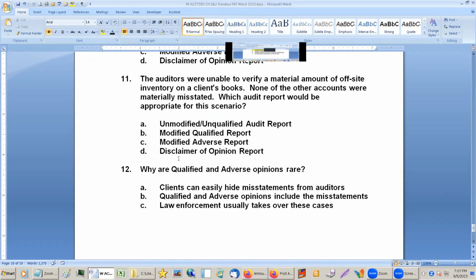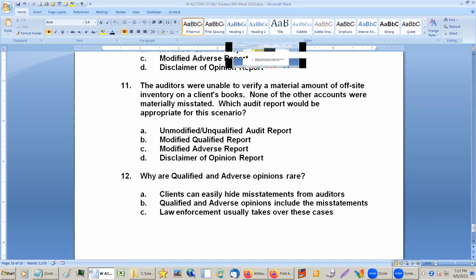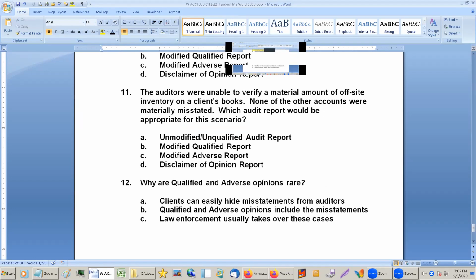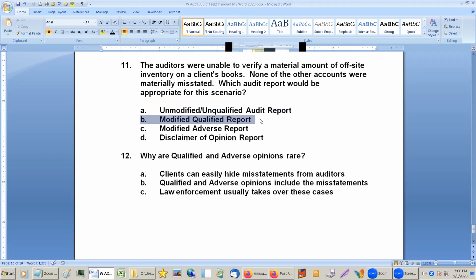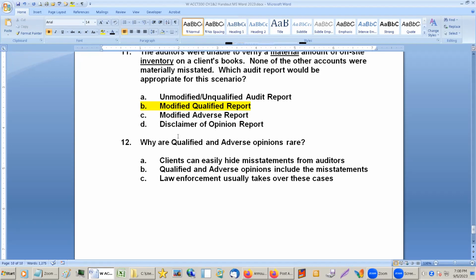The auditors were unable to verify a material amount of off-site inventory on a client's books. None of the other accounts were materially misstated. Which audit report would be appropriate to submit? Would that be a qualified report? Yep. And again, it's not a material amount across the statements, it's only for inventory, for one account. None of the other accounts were materially misstated. Modified report.